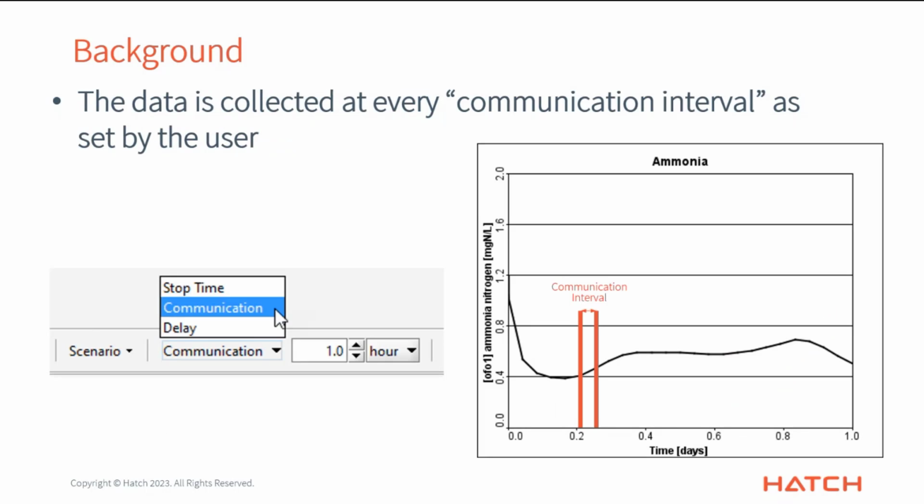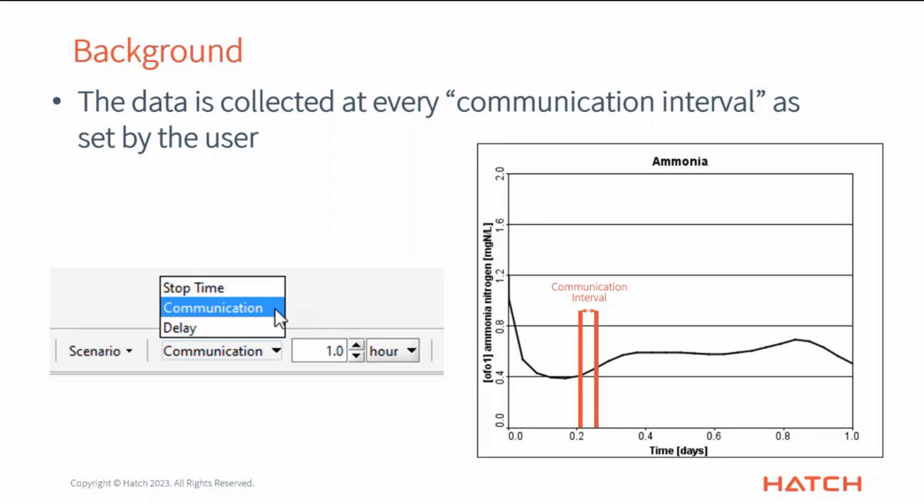So this amount of information is actually somewhat controlled here by the communication interval. So at the bottom of GPSX, where you set the stop time for your simulation, if you click on the word stop time, you get a little pull down menu there. And if you flip over to communication interval, you can tell GPSX, this is how frequently I want you to report the results. This is different than the actual time step of the model. In the background, the model is being solved in discrete time steps as it moves forward in simulated time.